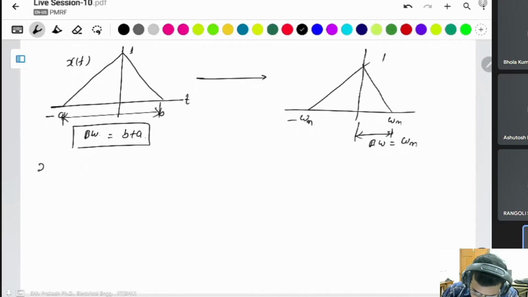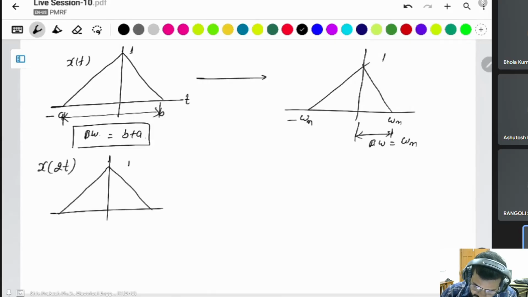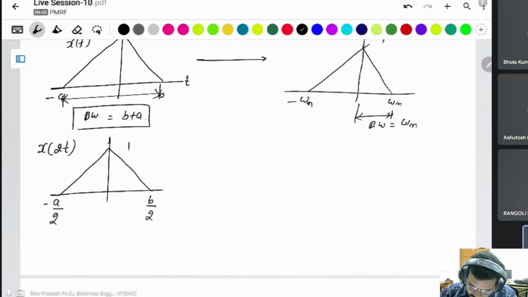Suppose if you scale by 2 in time domain, then it will be from minus a by 2 to a by 2, and b by 2, this will be divided on the time axis, and this will be a bandwidth of (a plus b) by 2. It will reduce, you can say this will be a compressed signal if you scale by 2, greater than 1.